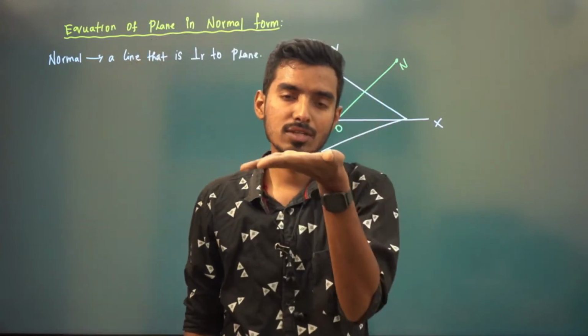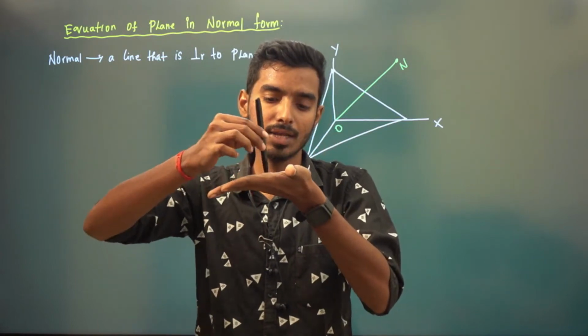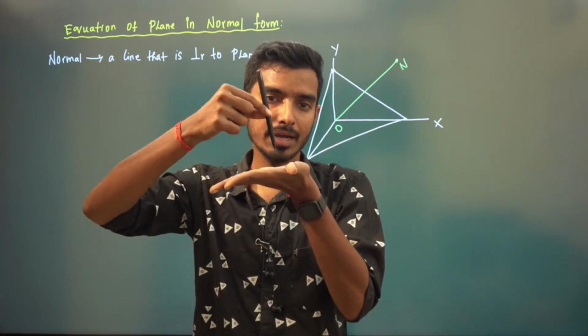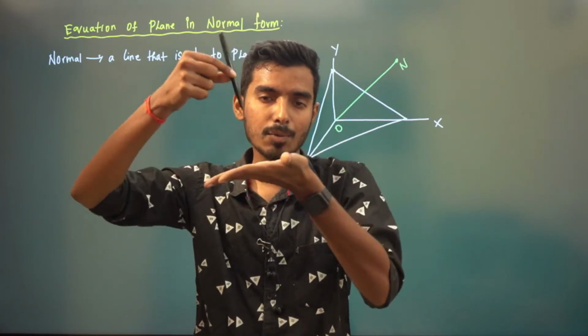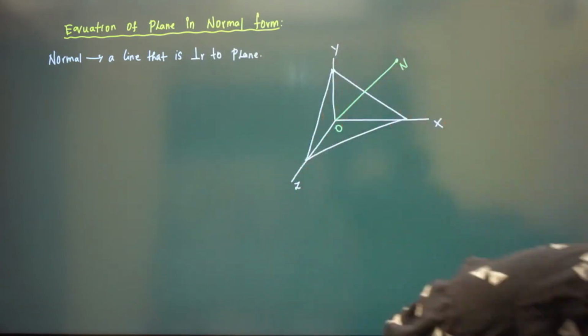So imagine we have a plane, and we are drawing a normal which is perpendicular to this plane. This is our ON now. So we have a plane, and we have ON.